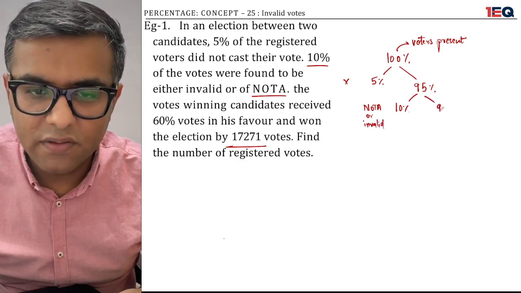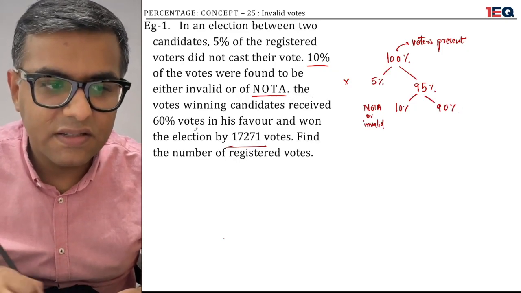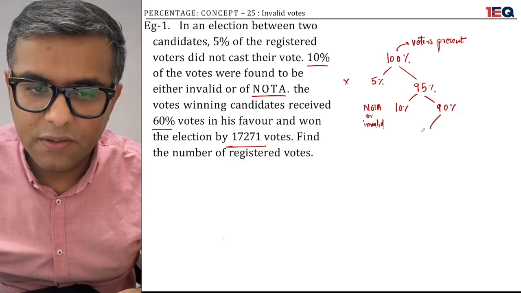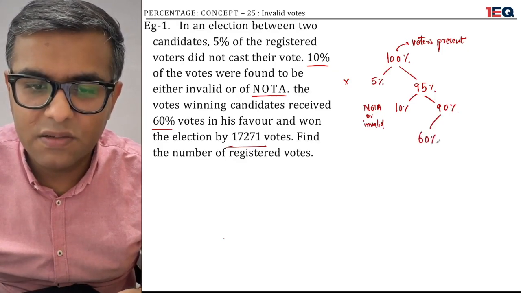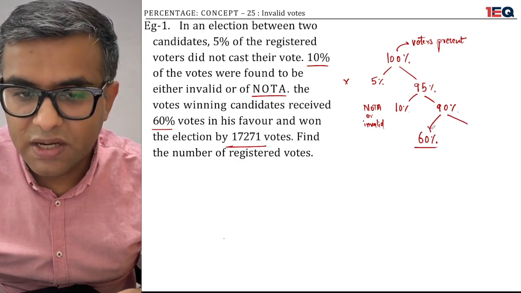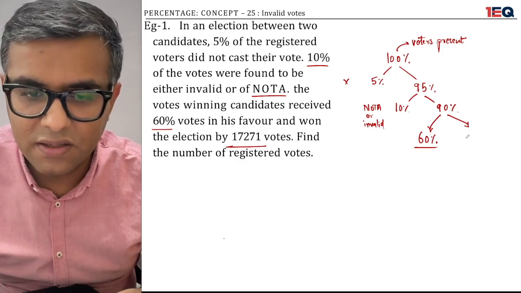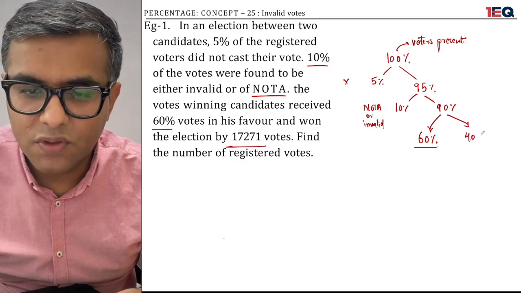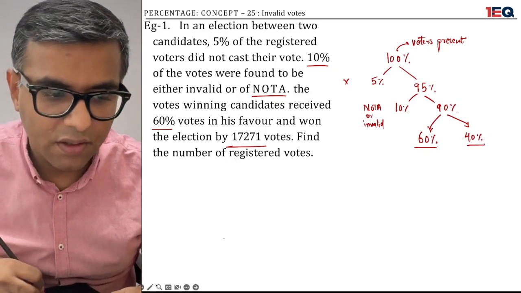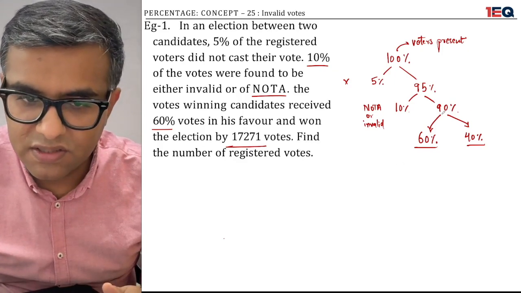Another 90% out of this is where the election is going to happen. The winning candidate received 60% votes in his favor. Out of the 90%, the winning candidate is receiving 60% votes. Accordingly, what is the losing candidate receiving? The losing candidate is receiving 40% votes. But you're going to ask me, the base that we have over here is 90.